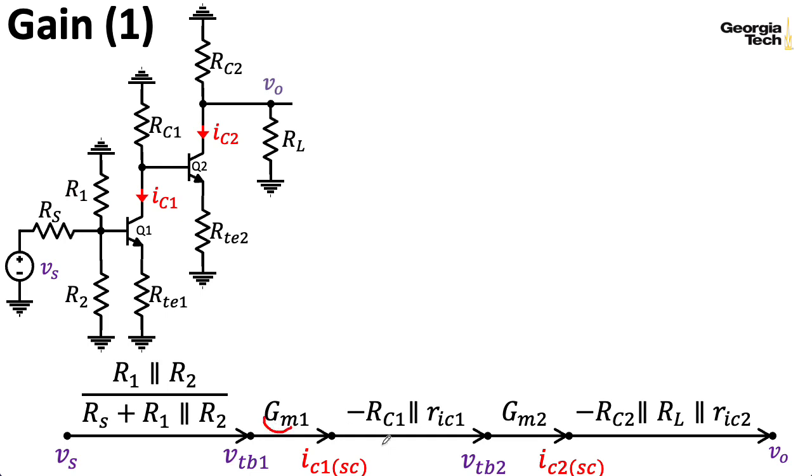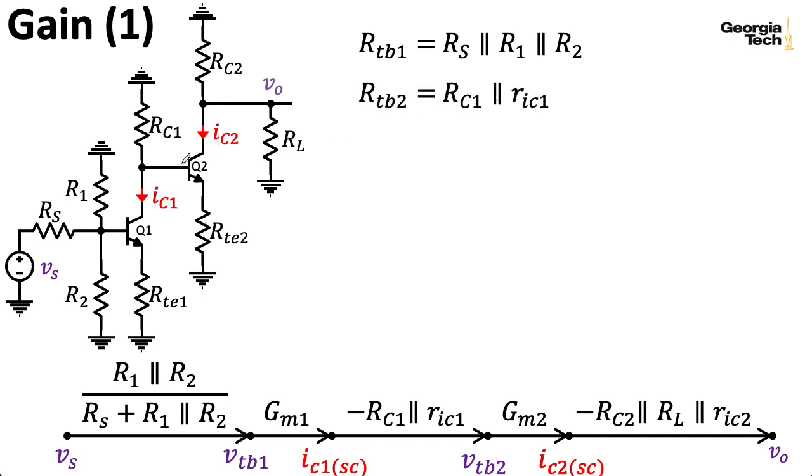So our big GM factors and our little rIC resistances depend on certain quantities, namely the resistance seen looking out of the bases. So for the Thevenin resistance seen looking out of the base of Q1, to compute that, we need to zero out this voltage source, and I just see these three resistors in parallel. This is something we already saw in the lectures on the common emitter and common collector configurations. And I also need RTB2, the resistance seen looking out of the base here. Well, that will be a parallel combination of RC1 with the Norton equivalent resistance seen looking into the collector.